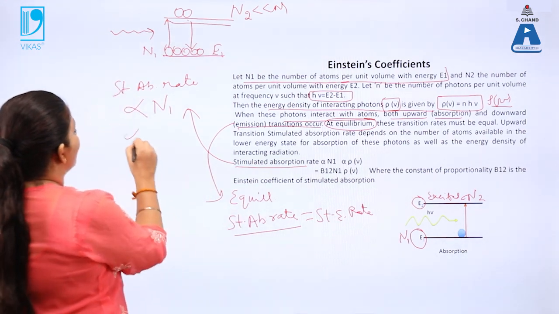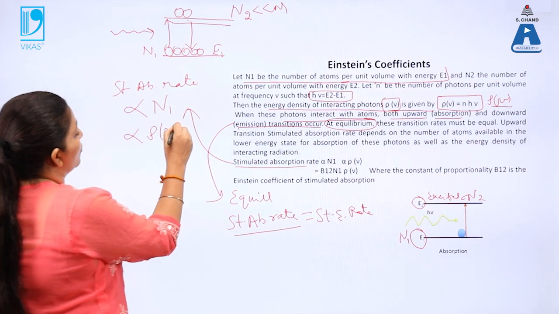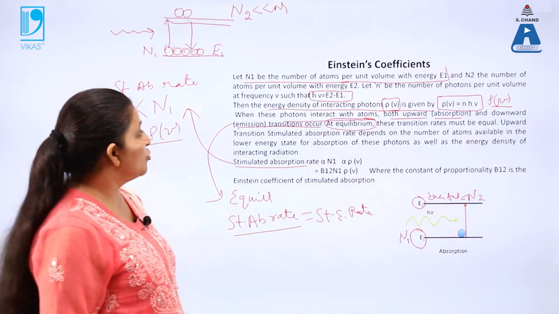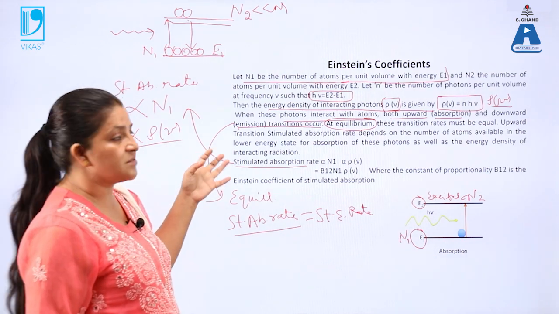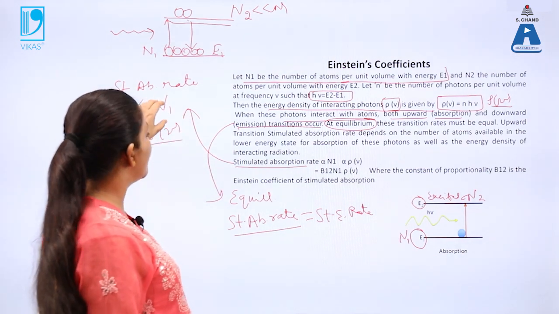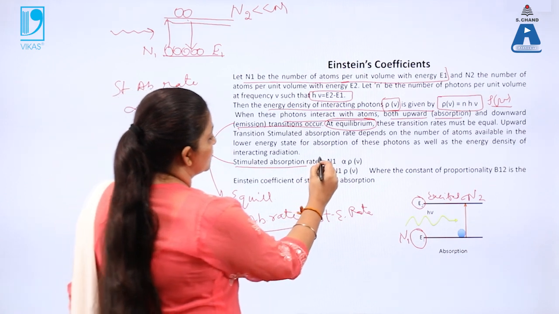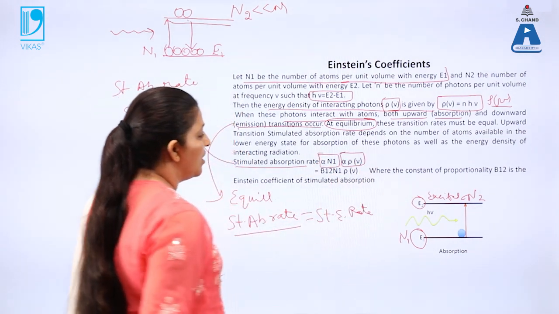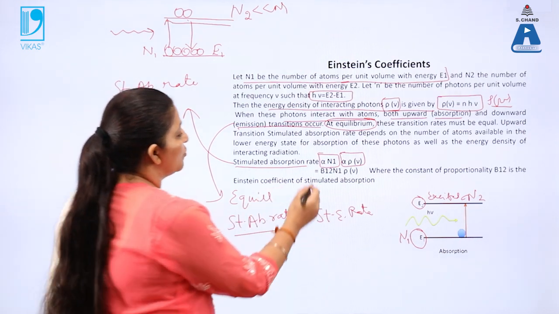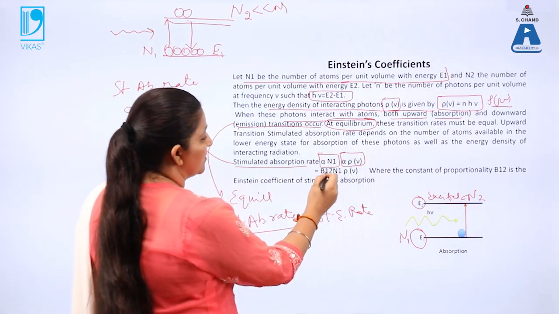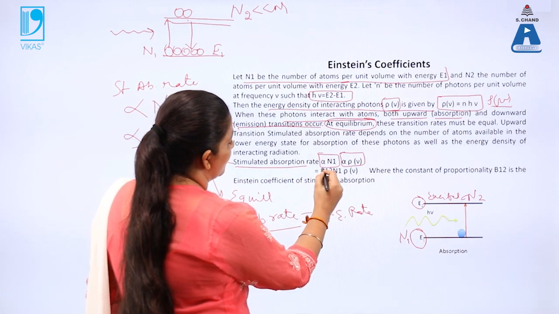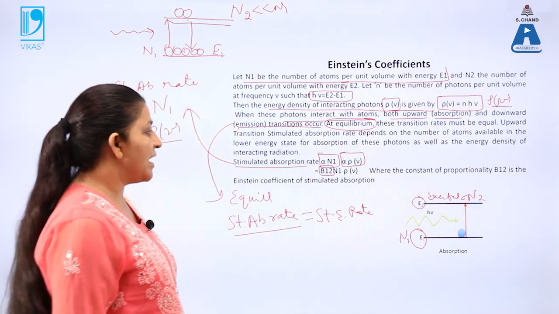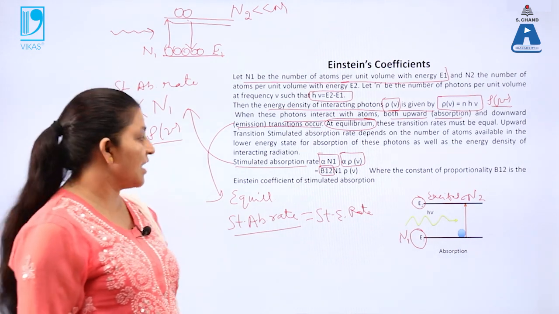Now second, this will depend upon rho nu. So what is rho nu? That is the energy density for the photons to move from the ground state to the excited state. So this rate will depend upon these two factors. That means this absorption rate is proportional to N1 as well as proportional to rho nu. Now, in order to remove this proportionality symbol, a constant must be there. So this constant is written here, that is B12.